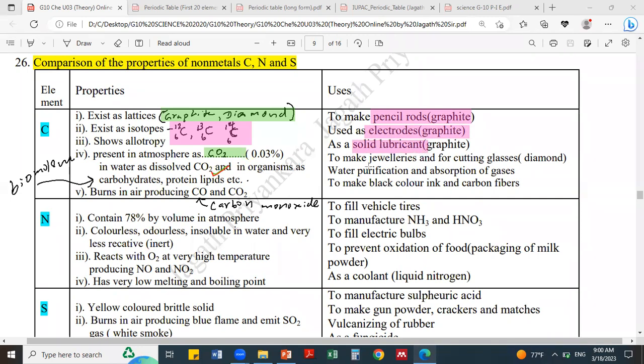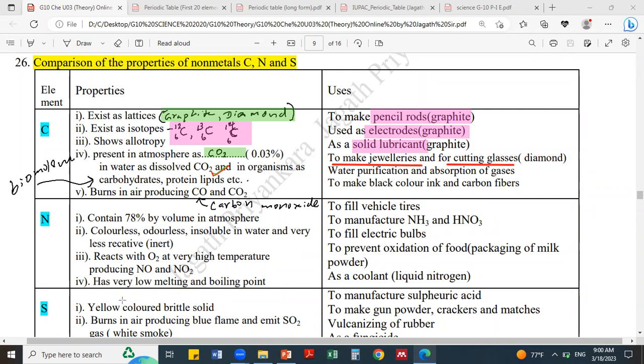And diamond. Now these are uses of graphite, all three, the first three are uses of graphite. Next one I have given: to make jewelries and for cutting glasses. What is used? That is diamond. You can underline now: for cutting glasses and for making jewelries. Jewelries also use diamond.